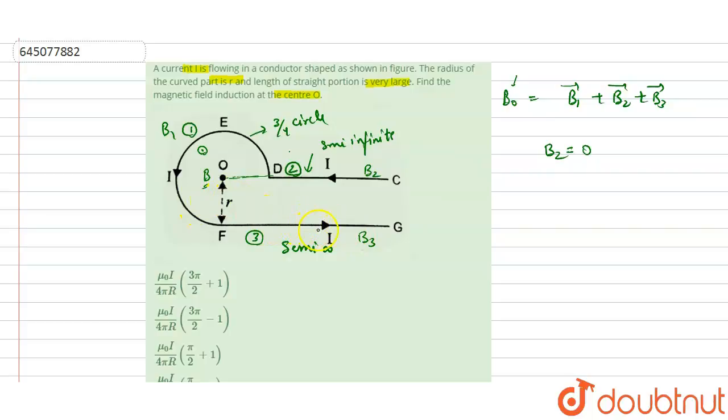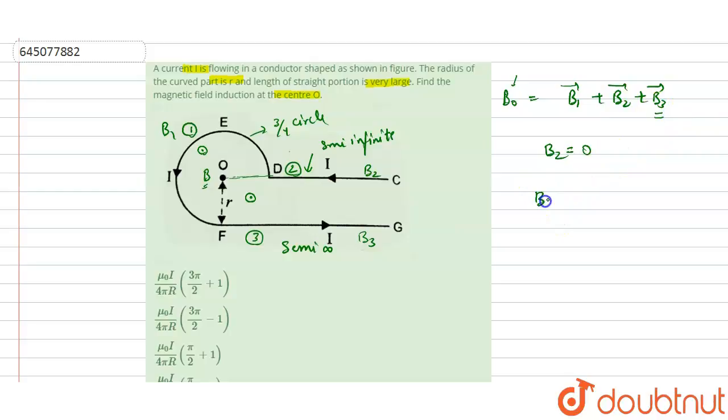Now the magnetic field due to this third part will be, since the current is traveling in this right hand side direction, by the right hand thumb rule the direction of the magnetic field will be in upward direction, which is out of the plane, and this is the same as the previous B1. So this is also in the upward direction. Now this shows that the direction of B1 and the direction of B3 are the same. Now we will find the magnitude of B1 and the magnitude of B3.